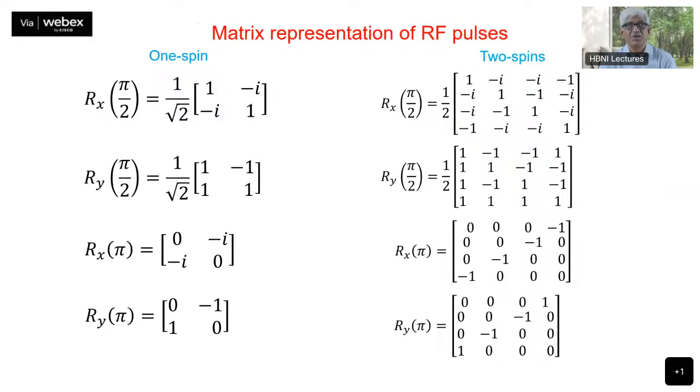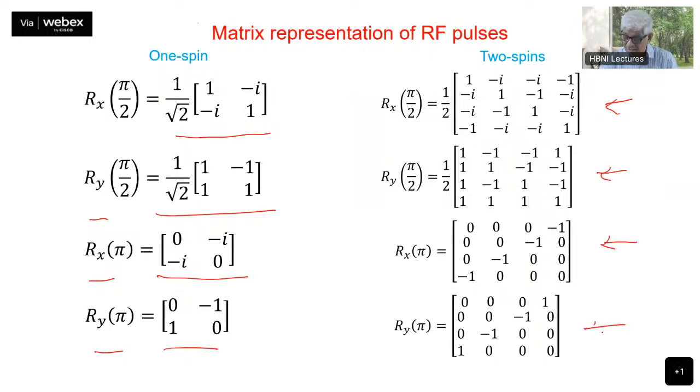What we will do? This is a simple illustration of how the matrix representations of the pulses will be. This is a 90-degree pulse. Rx pi by 2 is represented by this matrix formula. Ry pi by 2 is represented by this. Rx pi is this matrix. Ry pi is this matrix. Similarly, for two spins, these are the individual matrices for Rx pi by 2, Ry pi by 2, and this is Rx pi, and this is Ry pi.